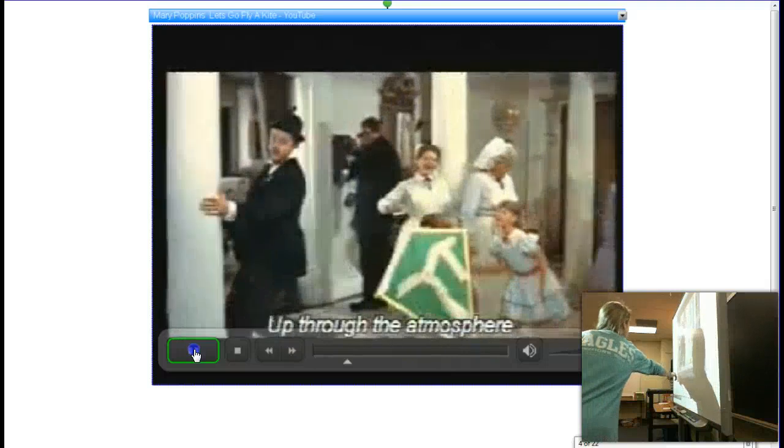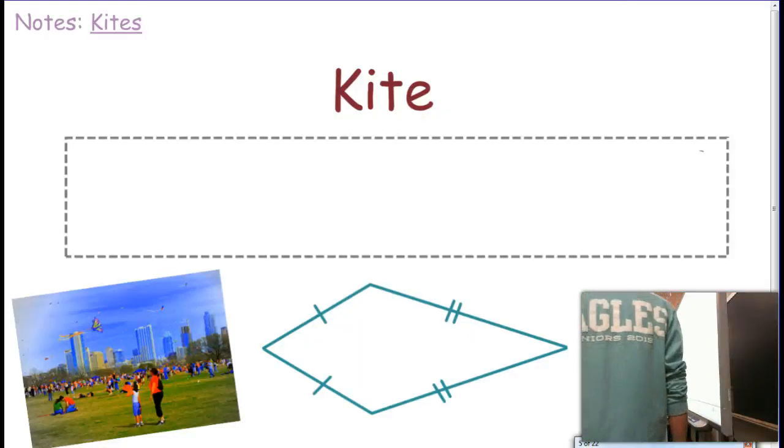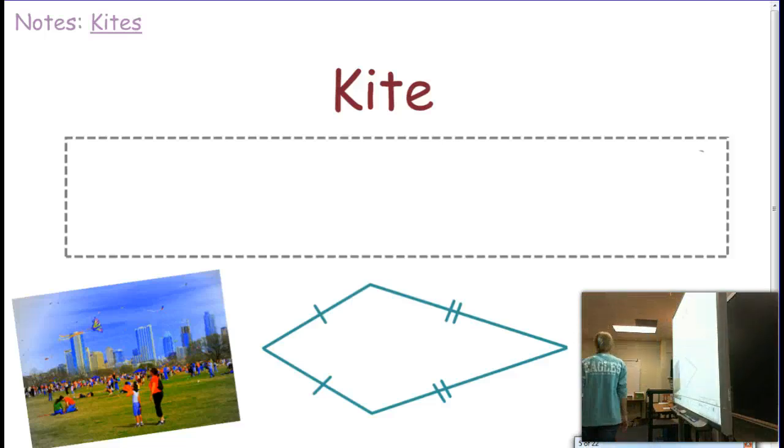Okay, that's enough. Let's go fly a kite. I just wanted to show that clip because when I hear the word kite, I think of that clip. Let's go fly a kite. All right. What in the world is a kite?